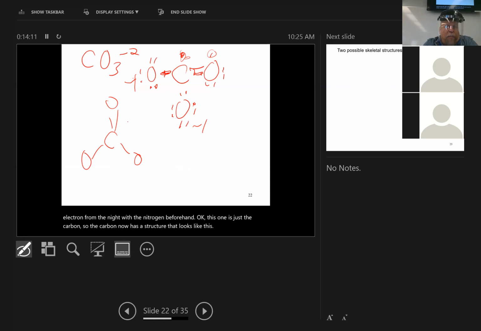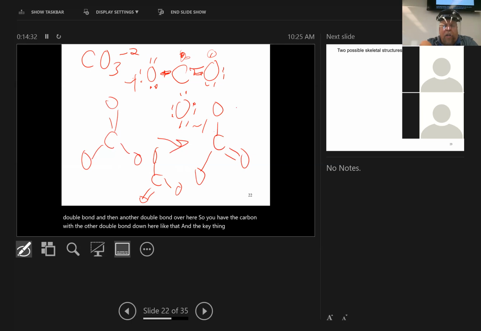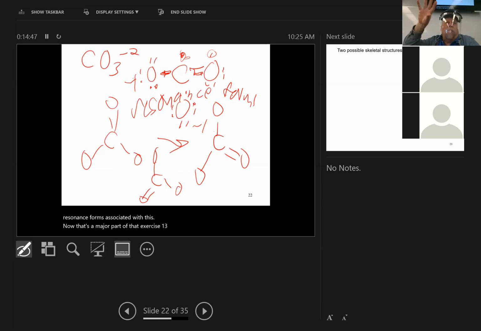And again, there are 3 different resonance forms where the double bond is there, or it could be a resonance form with the double bond being down here, and then a double bond, and then another double bond over here. So you have the carbon with the other double bond down here, like that. And the key thing is they're all around there. You can put the electron pairs, but I'm purposely leaving them off just so you can see how it works. But these are also resonance forms. So you have resonance forms associated with this. Now, that's a major part of that exercise 13, where it asked, do you have any resonance forms?